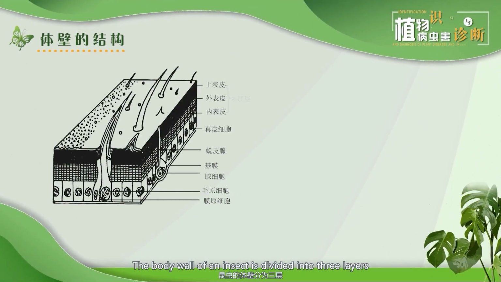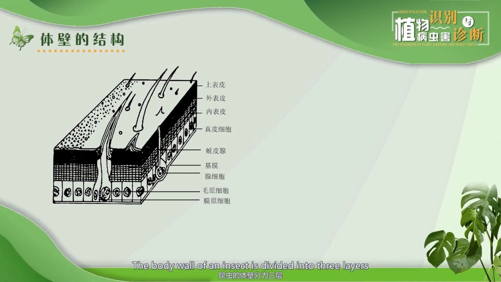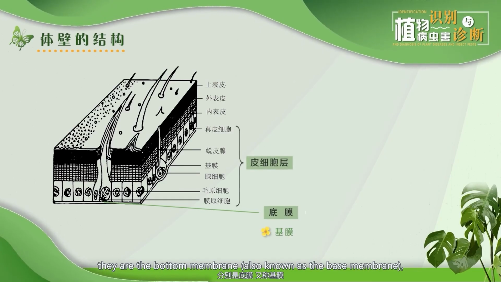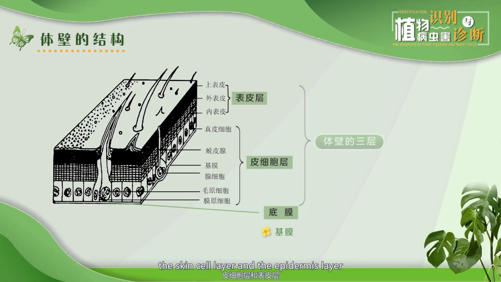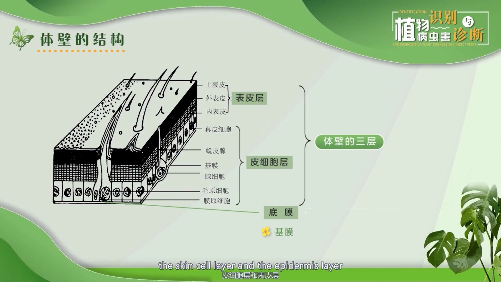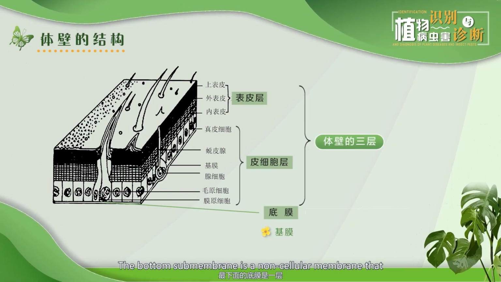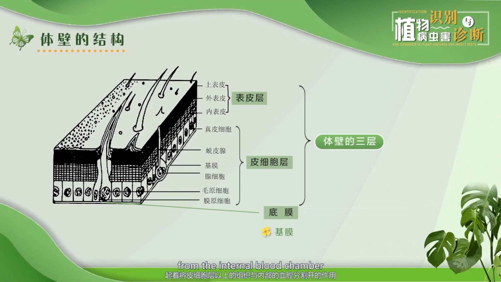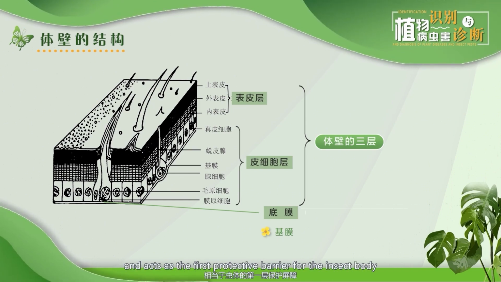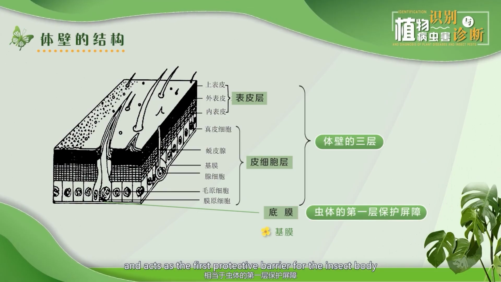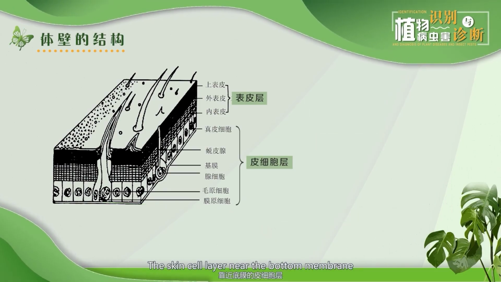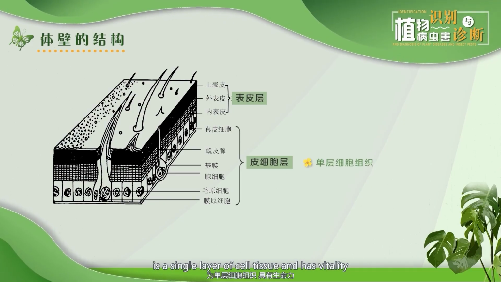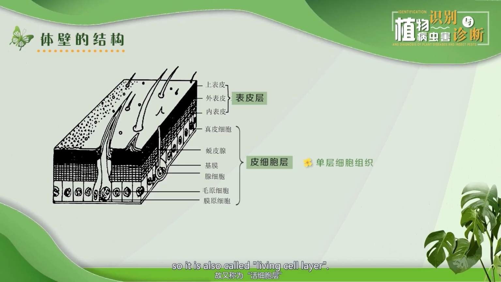The body wall of an insect is divided into 3 layers. From the inside out, they are the bottom membrane, also known as the base membrane, the skin cell layer, and the epidermis layer. The base membrane is a noncellular membrane that separates the tissue above the skin cell layer from the internal blood chamber and acts as the first protective barrier for the insect body. The skin cell layer near the base membrane is a single layer of cell tissue and has vitality, so it is also called the living cell layer.